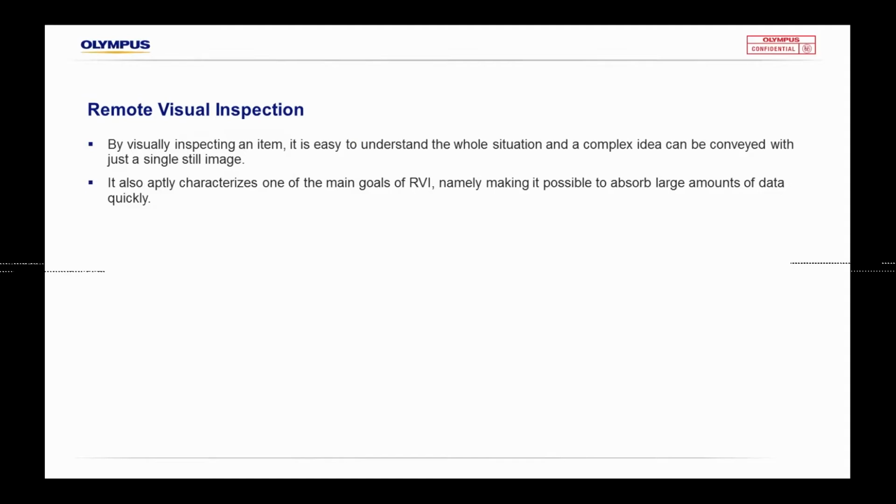In terms of remote visual inspection, it's very, very simple. By visually inspecting something, it's easy to understand the whole situation, and therefore a very complex idea can be portrayed in a simple image. Remote visual inspection extends the reach of the human eye into areas that would otherwise not be able to be inspected.